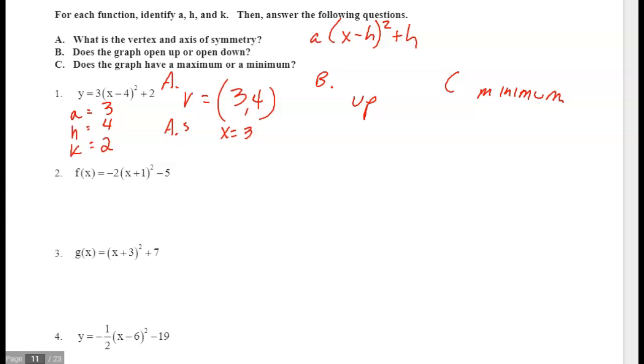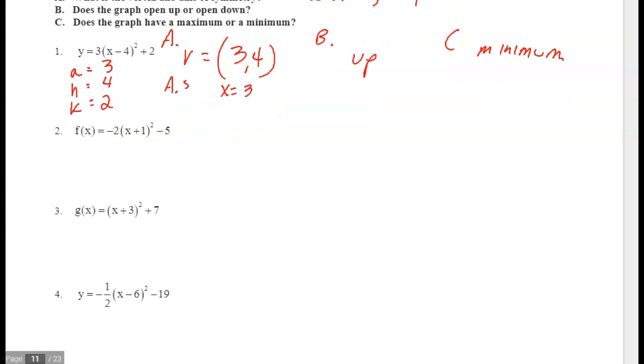So we'll do one more of these, kind of slowly, and then we'll do 3 and 4 quicker. So on this one here, turn the pen back on, we got A, H, and K: -2. And again, it's opposite, so in this case, it's -1. And then our K is -5.